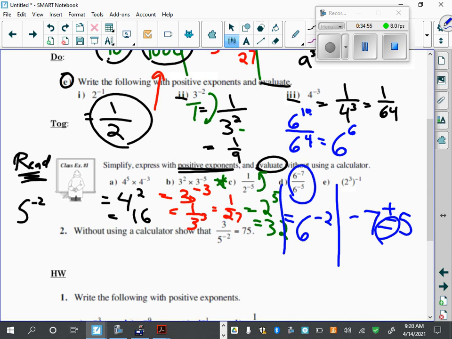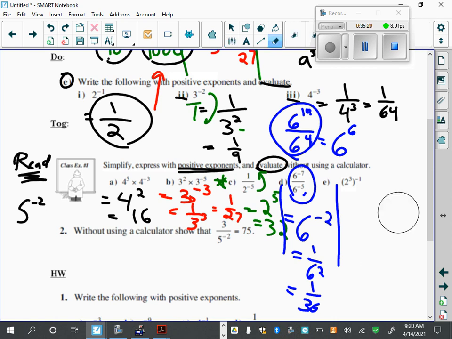If you can do that, you can do this one. It's the same thing. Top number subtract bottom number. Now, if you get a negative, go ahead and put 1 over the positive and evaluate it. So 1 over 6 to the positive 2, which is 1/36. Okay, your turn to do E.